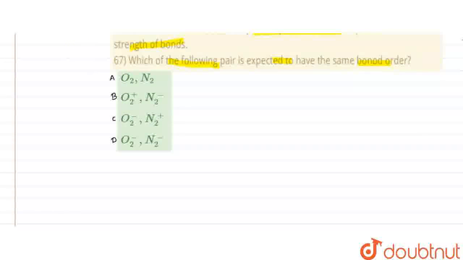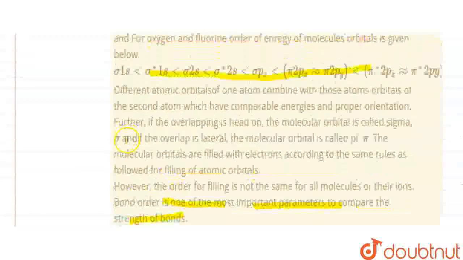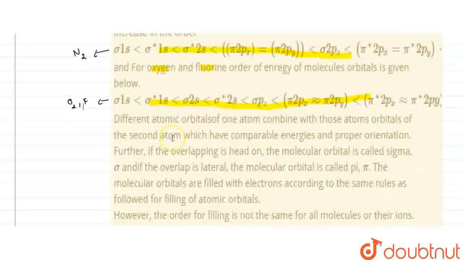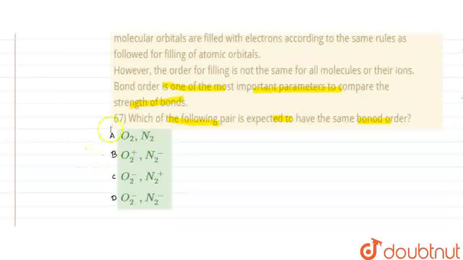So let us begin with the first one, option A, that is O2 and N2. In the question itself it has been given, and I have highlighted it as well, that for N2 this order will be followed. Let me write it. For N2 we will follow this order. This one is for nitrogen, and for oxygen, fluorine and other elements we will follow this other one. So over here we have oxygen, fluorine, it has been written already. So this is for O2, fluorine and so on.